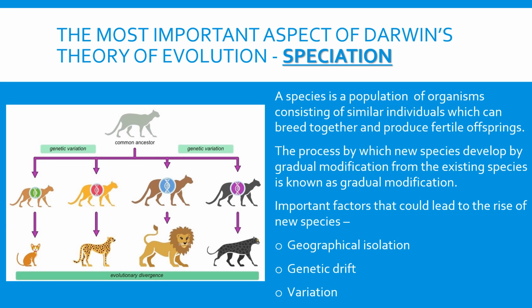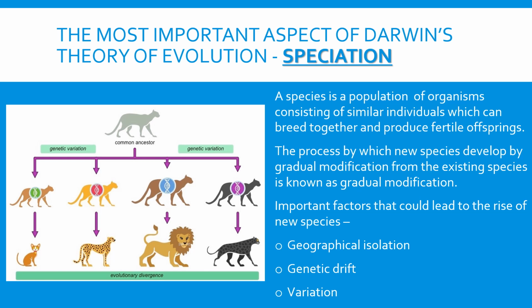One of the most important aspects of Darwin's theory of evolution is speciation. A species is a population of organisms consisting of similar individuals which can breed together and produce fertile offspring. Species can be of plants or of animals. Wheat, paddy, sunflower, human, tiger, dog, etc. are all examples of various types of species.